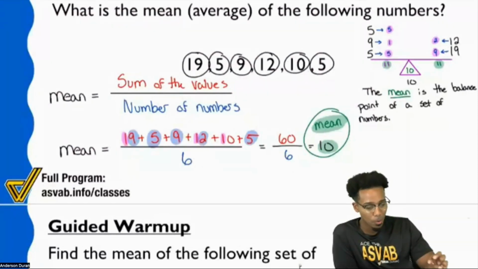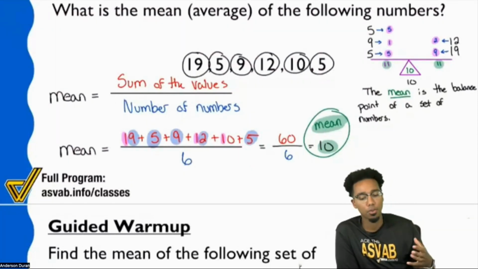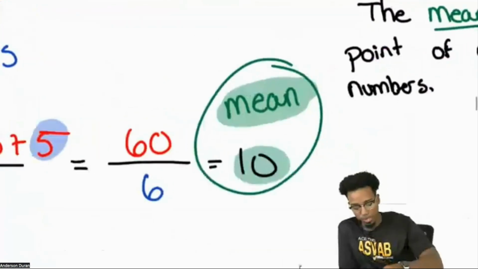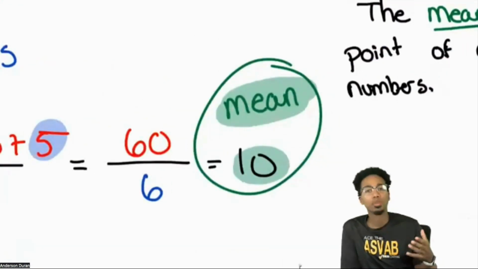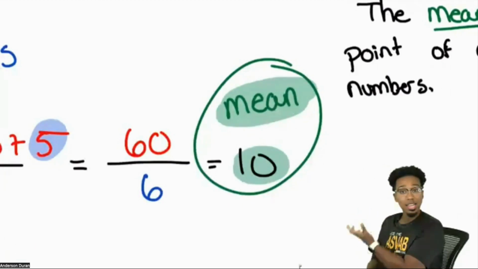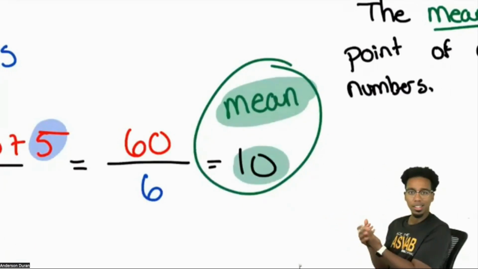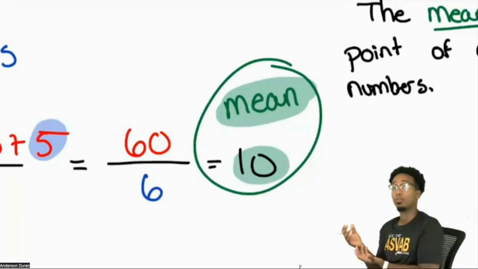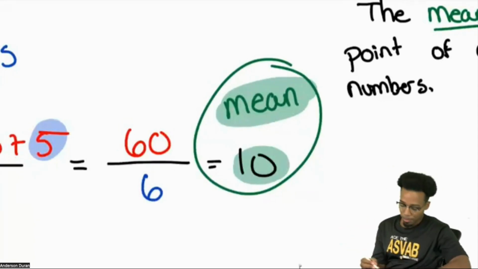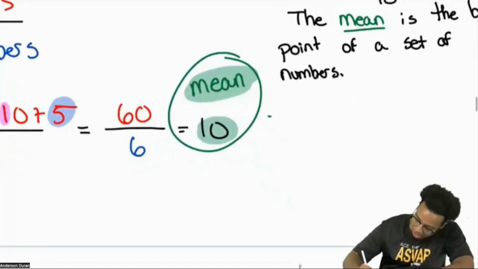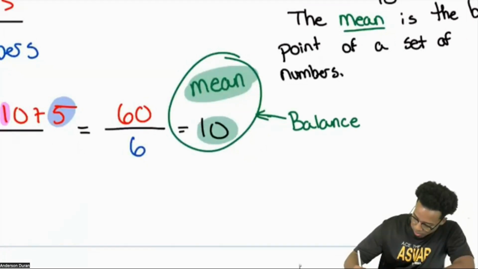So there we are. And then what I went on to further explain after we got this 10 over here was the meaning of that 10. Like, what does that actually signify? For a lot of us, it's just a number. But I want you to recognize the mean, again, as the balance point. This is the balance point.